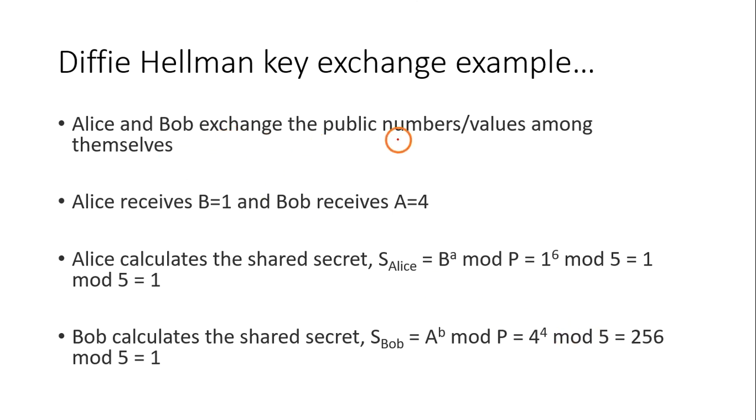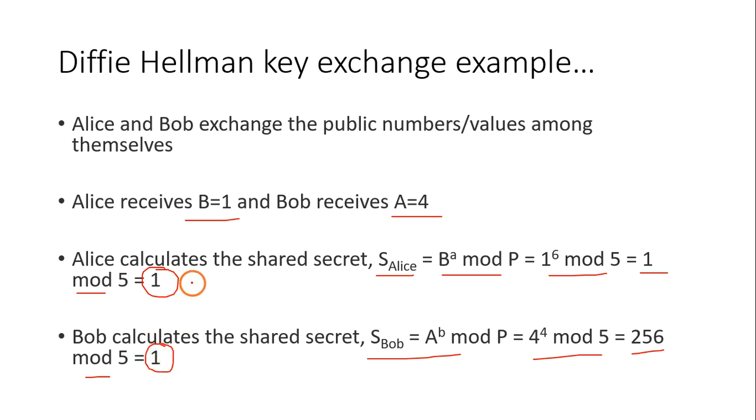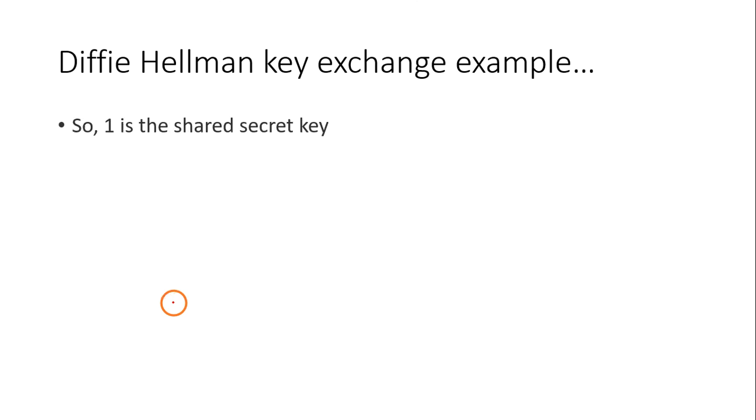Now Alice and Bob exchange their public keys. Alice receives B's value and Bob receives Alice's value. Now Alice calculates her shared secret key using the formula. Values are substituted, and the final shared key value is 1. Similarly, Bob calculates the shared key, values are substituted, and the value generated is 1. If you see here, the shared key is the same. Now using this shared key, Alice and Bob will use symmetric encryption, so one is the shared secret key.